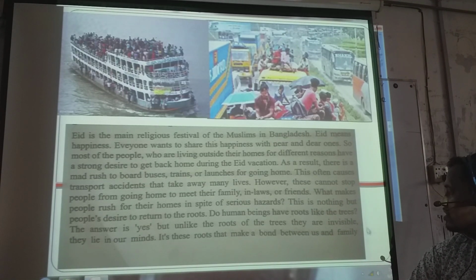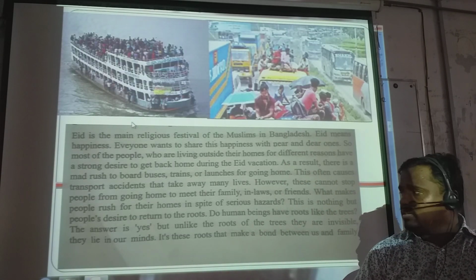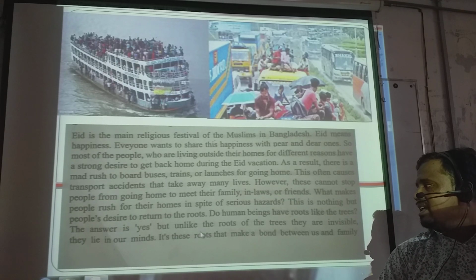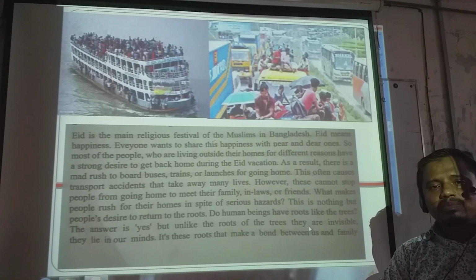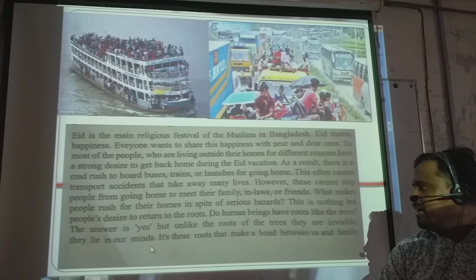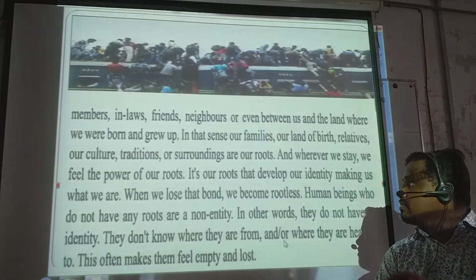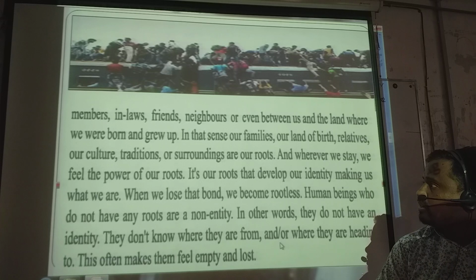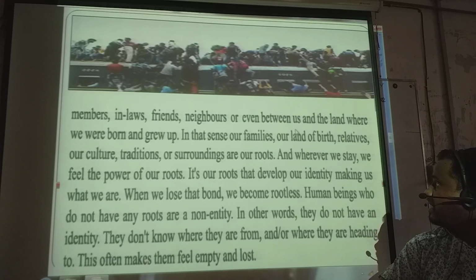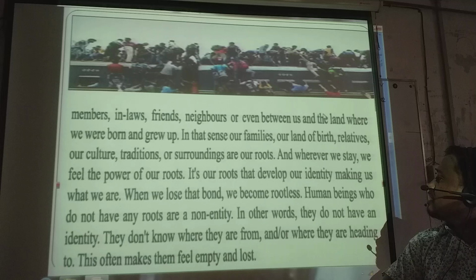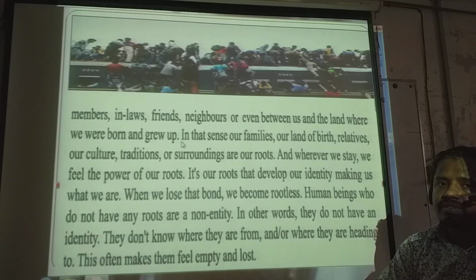This is nothing but people's desire to return to the roots. Do human beings have roots like the trees that we have seen in our first picture? The answer is yes, but unlike the roots of the trees, they are invisible. They lie in our minds. It's these roots that make a bond between us and family members, in-laws, friends, neighbors, and even between us and the land where we were born and grew up.